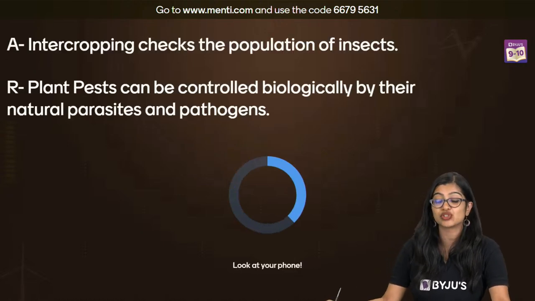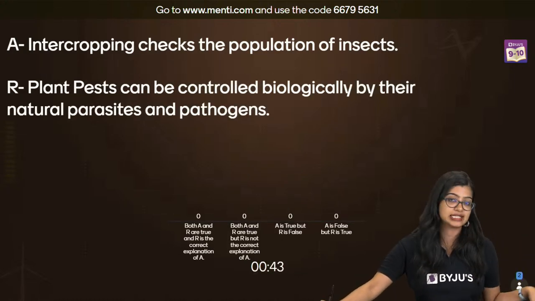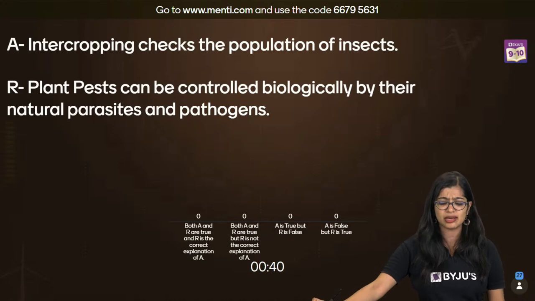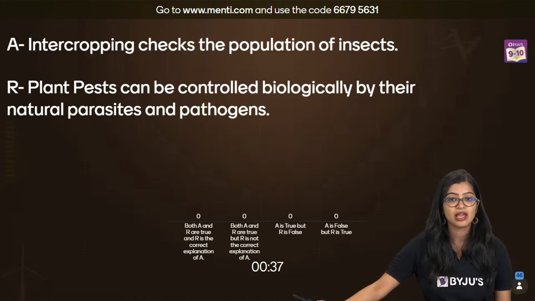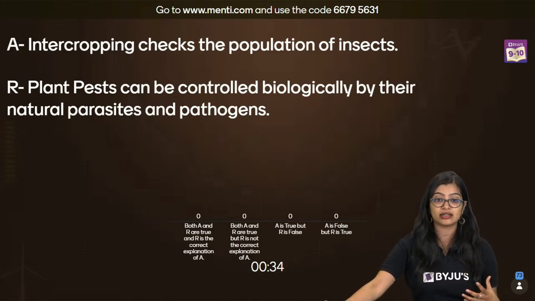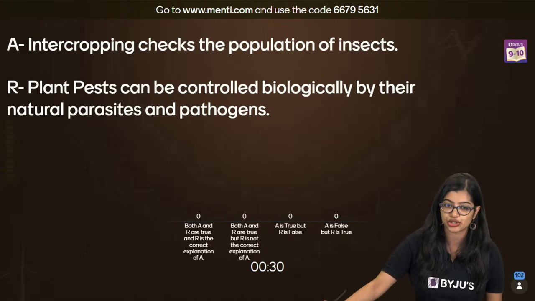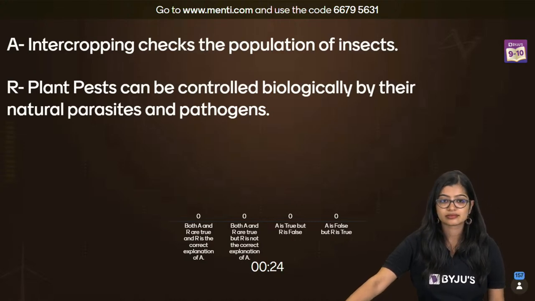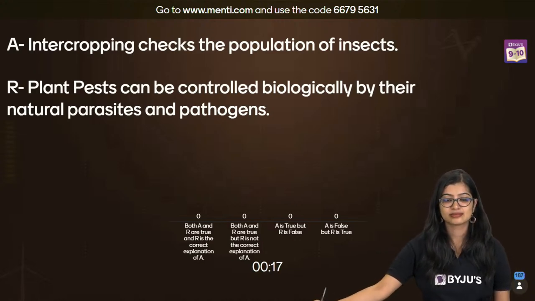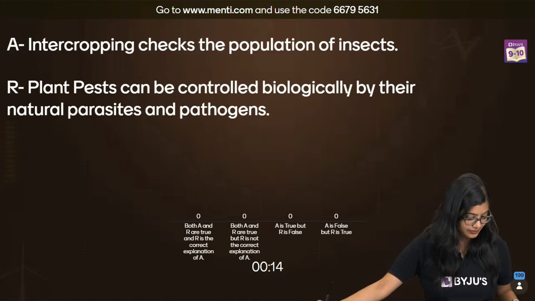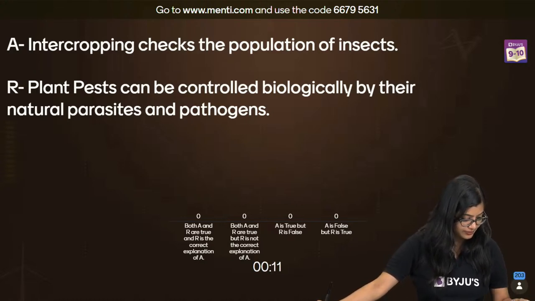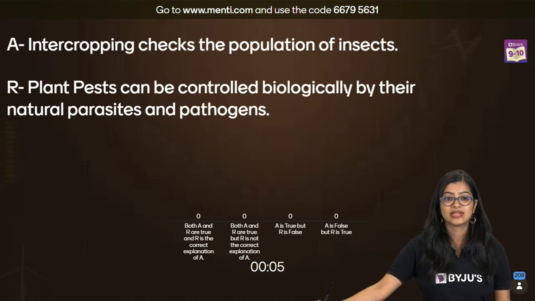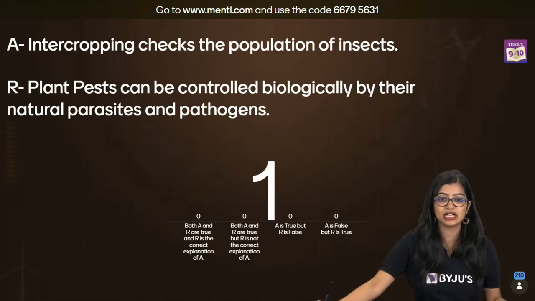Okay, moving on to the next one, which is on intercropping. Assertion: intercropping checks the population of insects. Reason: plant pests can be controlled biologically by their natural parasites and pathogens. Now, these are statements which are picked off NCERT, so this is something you need to pay attention to. Very easy question, everybody. Very simple question.